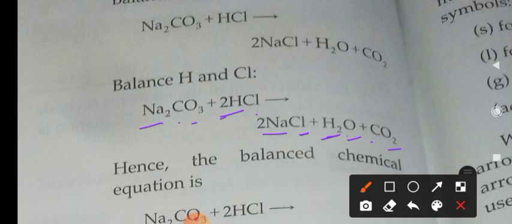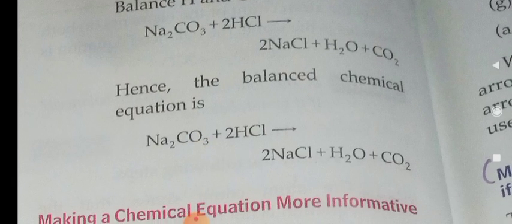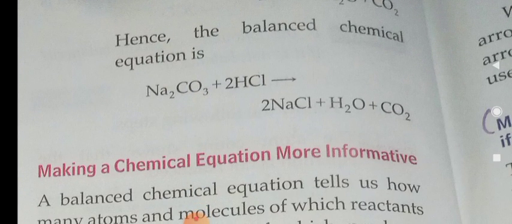So the equation is a balanced one. The number of atoms are equal on both the sides. Is it clear? How to balance the equation? Do you understand, children? Hope you have understood.